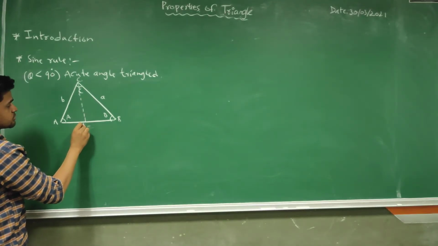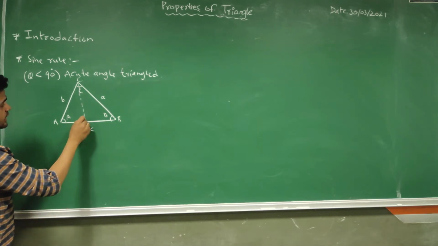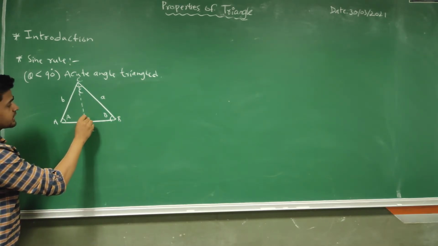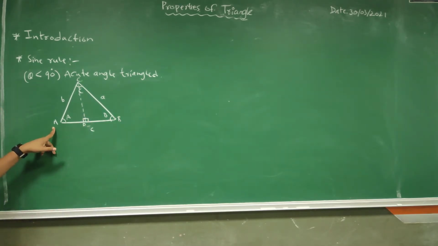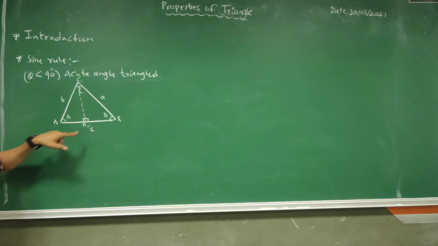So suppose this point is D. Okay, so we draw a line that is CD. Okay, so here we have 2 right angle triangles. The first right triangle is ACD, and the second right angle triangle is BCD. Okay, so just look at the right angle triangle ACD.